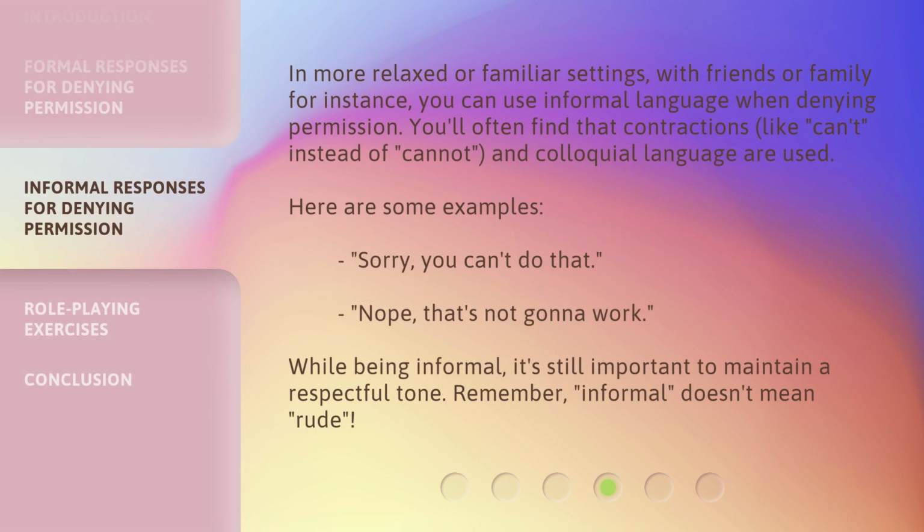In more relaxed or familiar settings, with friends or family for instance, you can use informal language when denying permission. You'll often find that contractions, like can't, instead of cannot, and colloquial language are used. Here are some examples. "Sorry, you can't do that." "Nope, that's not gonna work." While being informal, it's still important to maintain a respectful tone. Remember, informal doesn't mean rude.